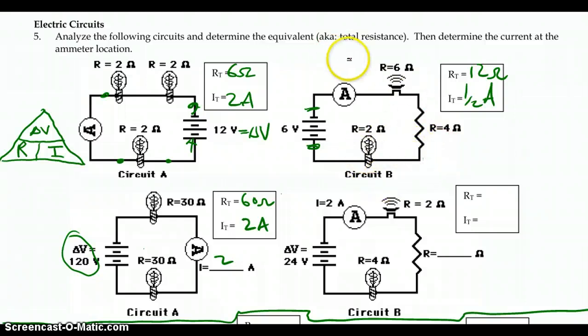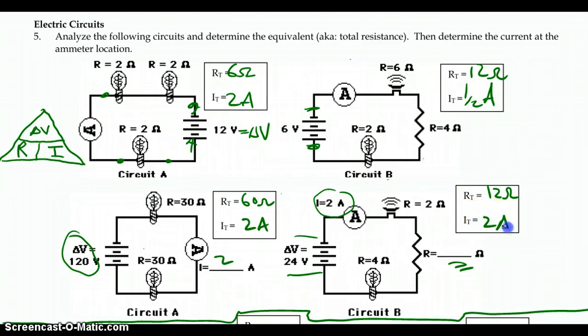The next one is slightly different in that we don't know this value of resistance, but we do know that the current is 2 amps. Now, the total potential difference is 24, so our delta V is 24. And our current in the circuit everywhere is 2 amps. That means our total resistance, R, over here in the triangle, is going to be the potential difference, 24, divided by the current, 2. So 24 divided by 2 is 12 ohms.